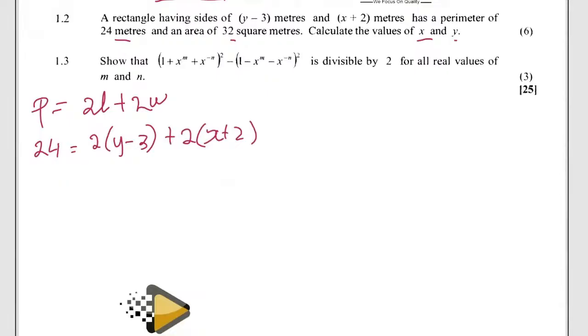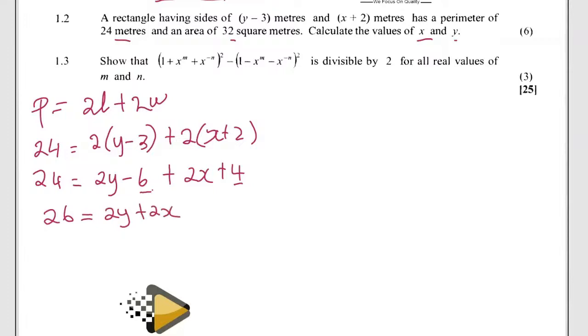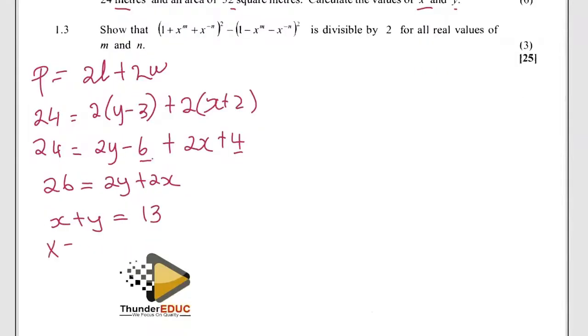And let's open it up. So 24 is equivalent to 2y minus 6 plus 2x plus 4. Let's simplify this, and this is going to give us a minus 2. When I move it that side, I'll have 26 here. So 2y plus 2x. Divide through by 2, meaning that x plus y should be 13. Let me make x the subject here. Let me say that x is going to be 13 minus y. I'll call this equation number 1.